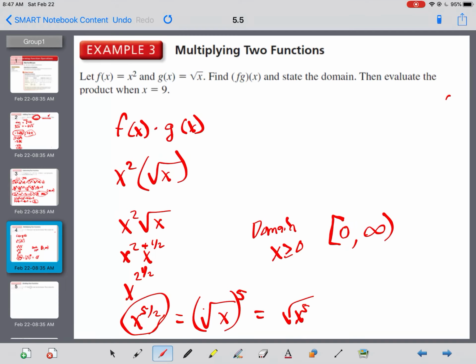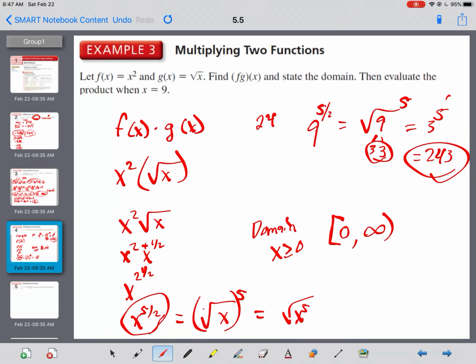Okay. Then we have to plug in a 9. So we go 9 to the 5 halves, which is the square root of 9 to the 5th. Square root of 9 is 3, so that's 3 to the 5th. So 3 times 3 is 9, times 3 is 27, times 3 is 81, times 3 is 243. I think that was it, right? Because 81 was 4 times. Yeah, so it should equal 243. So 243, our domain is greater than or equal to 0, and it should be x to the 5 halves.